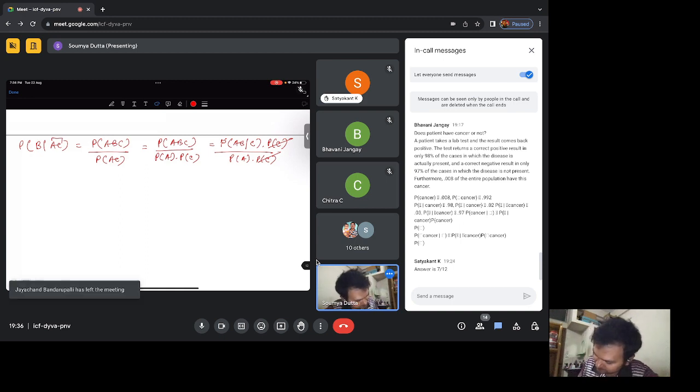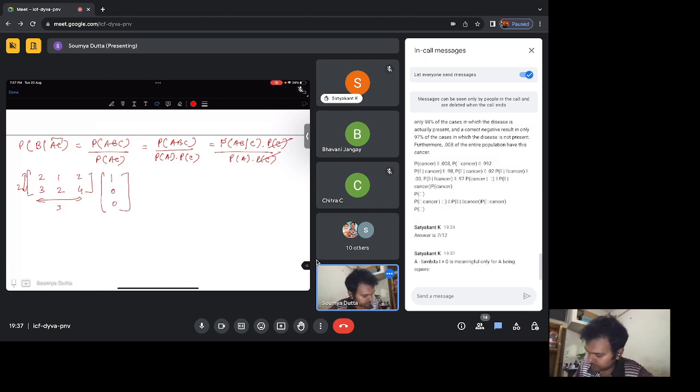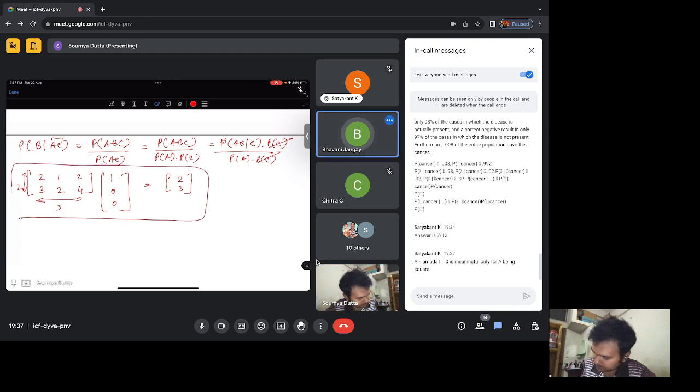Let me try to explain this. I am taking a rectangular matrix. This is a 2 cross 3 matrix. I am multiplying it with a vector of 1 0 0. It will give me 2 3. Is this clear? Yes, sir.